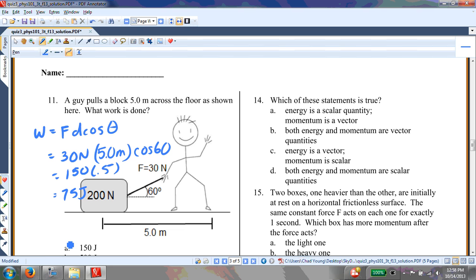Which of these statements is true? Well, is energy a scalar or vector? Is momentum a scalar or vector? Energy is a scalar and momentum is a vector. So that's the first one.